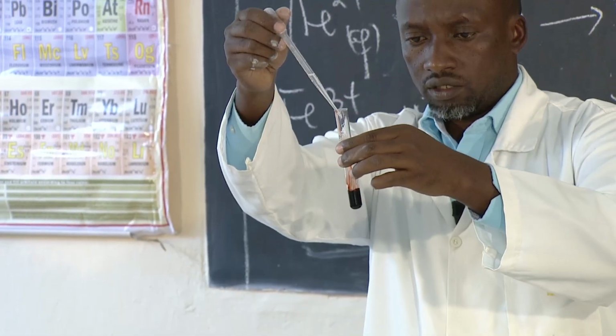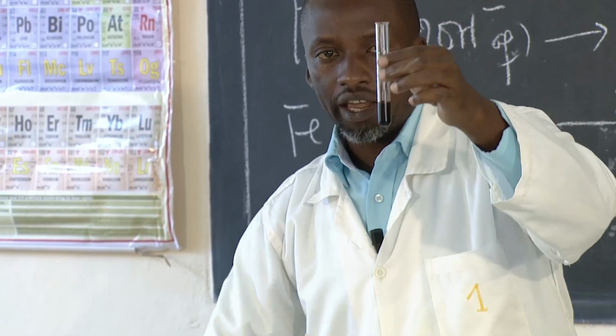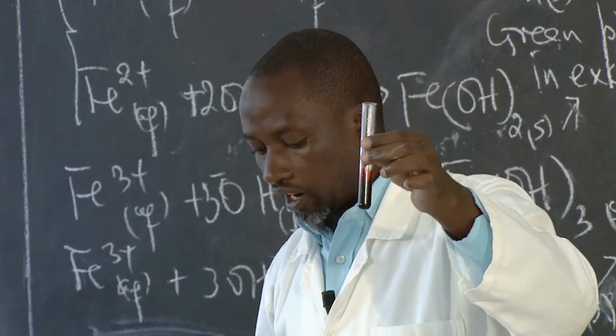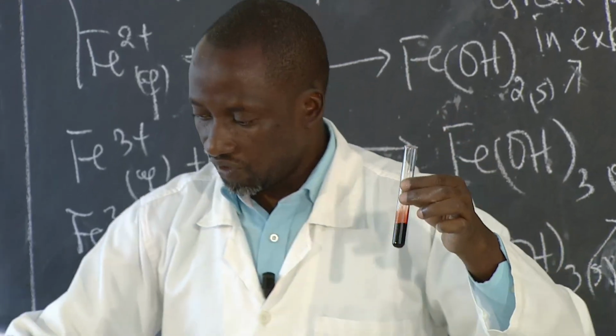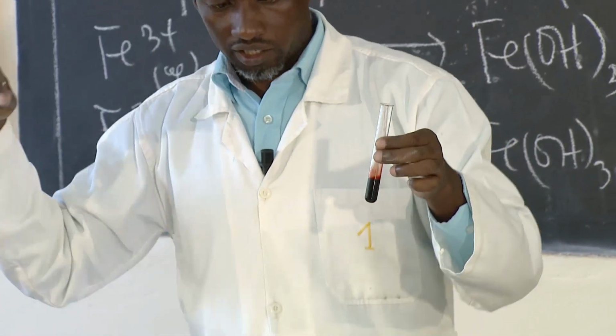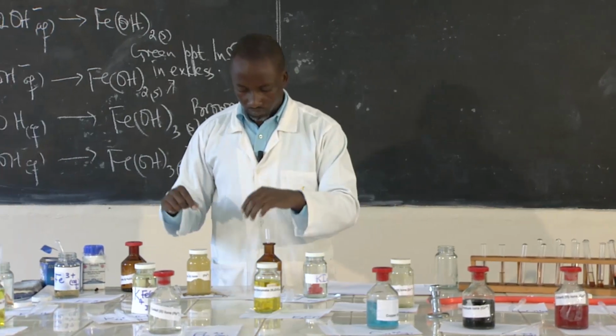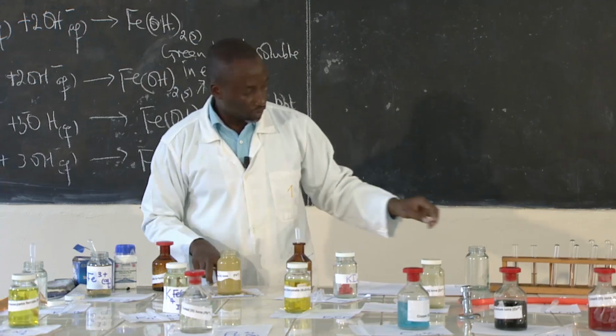See what happens? Red blood coloration. Red blood coloration. So let's see the effect with iron 2, whether it gives the same effect. This is iron 2.